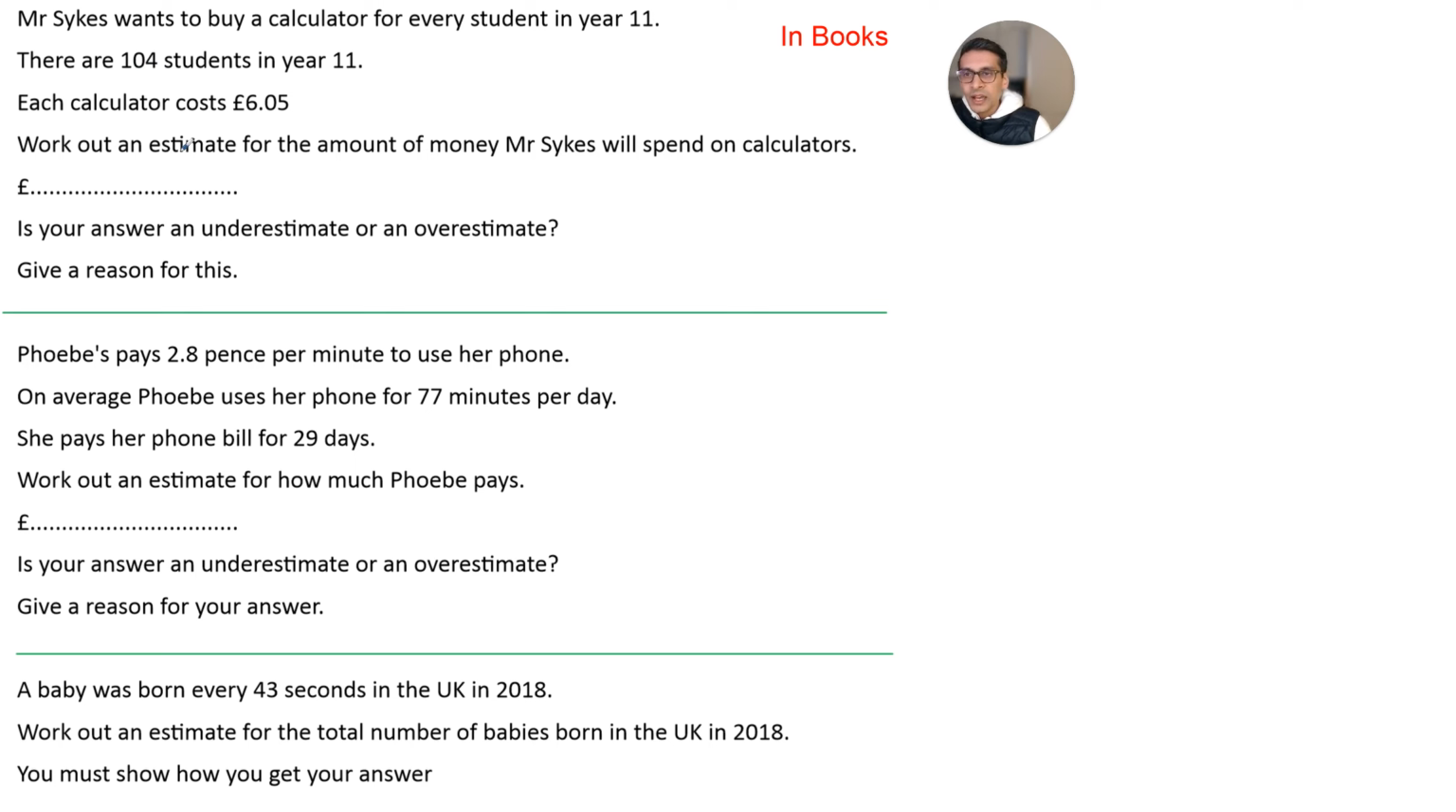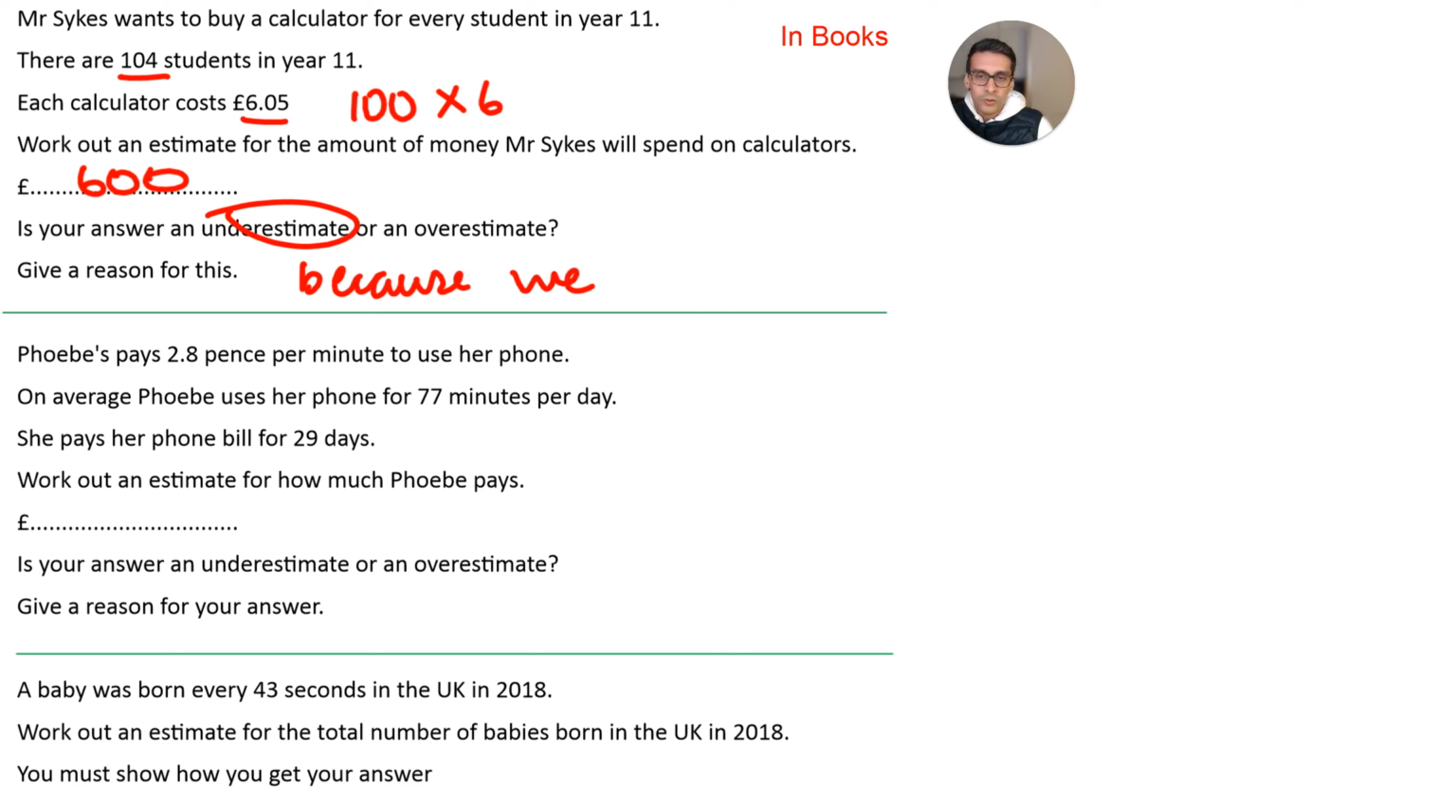So we're estimating the amount of money spent on calculators. So 104 students is essentially 100 students times £6, £600. Now because we have rounded the number of students down and the cost down, this is going to be an underestimate because we rounded all numbers down.